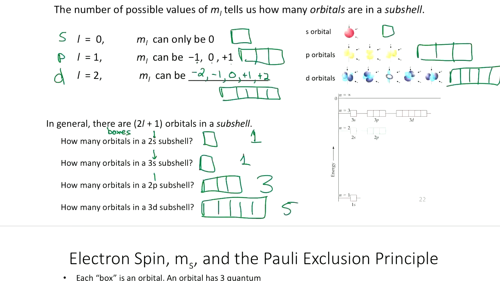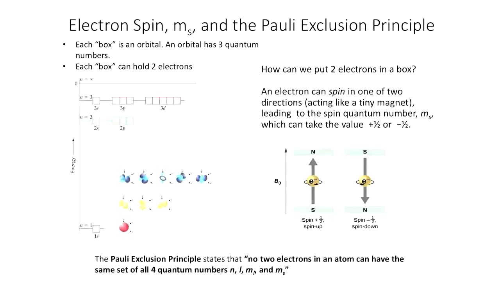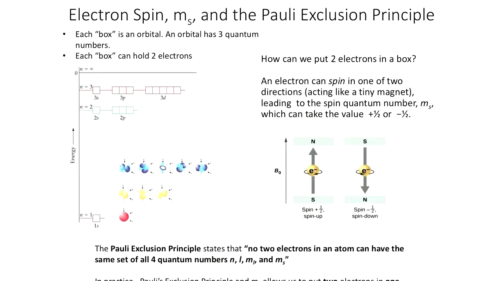Okay, so we built our boxes. Now let's put electrons in those boxes. In each of these boxes, we are allowed to put 2 electrons. And the reason is the last quantum number, the 4th one, which is the spin quantum number, where an electron can either be spin up or spin down. So the only way to get 2 electrons in a box is if one electron is spin up and one is spin down, because then we have different quantum numbers for the electrons inside that one box, okay?